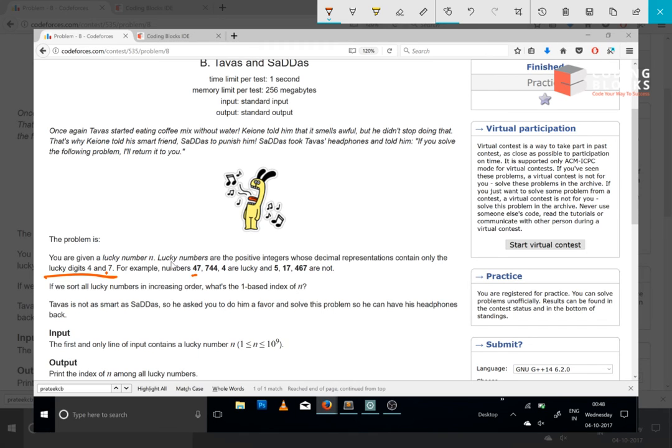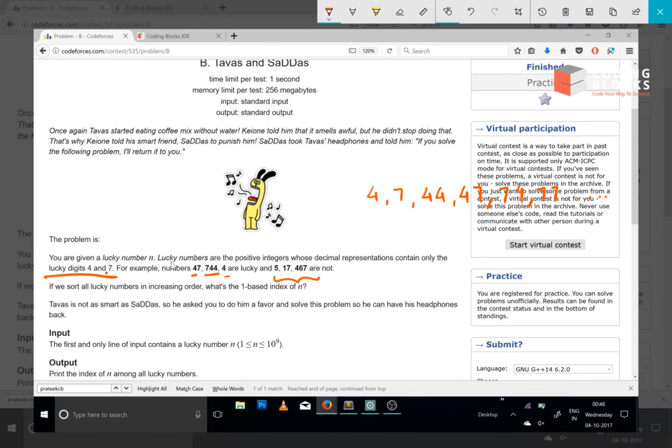For example, 47 is a lucky number, 744 is a lucky number, but these are not because they contain digits other than 4 and 7. So the first lucky number of the series will be 4, the next number will be 7, the next number will be 44, then it will be 47, then it will be 74, and it will be 77, and so on, and this will go on.